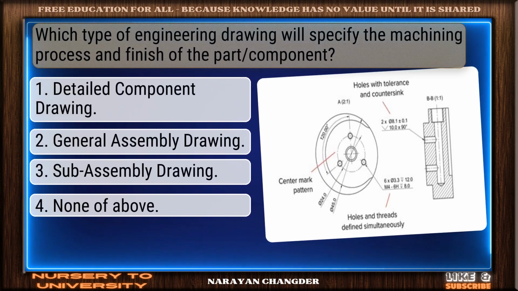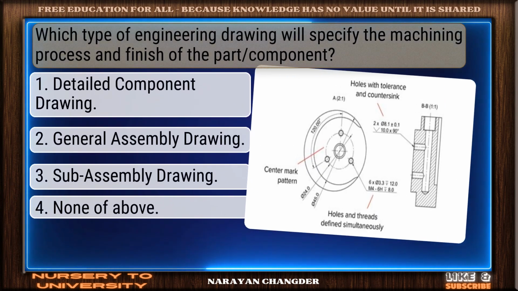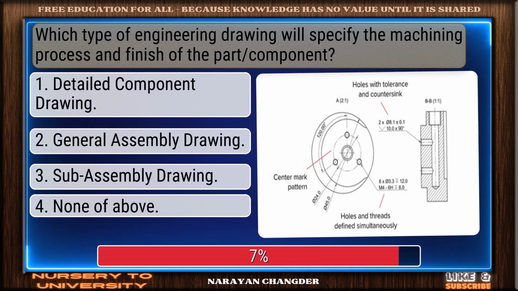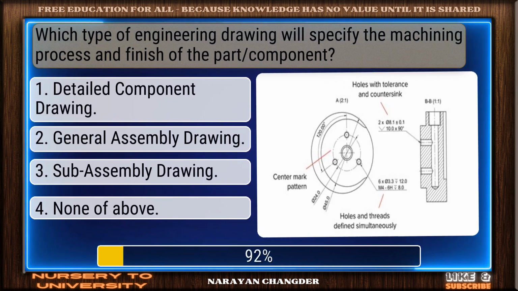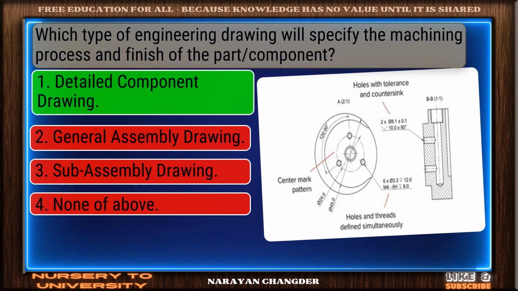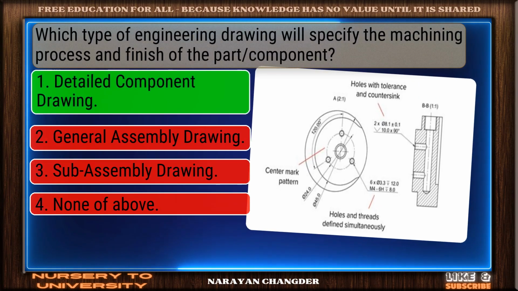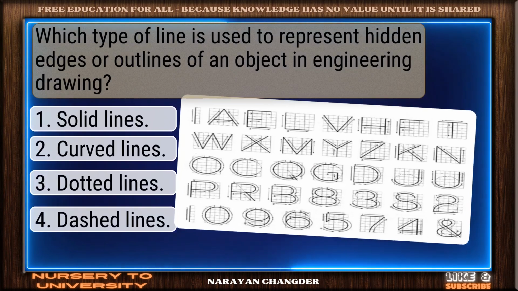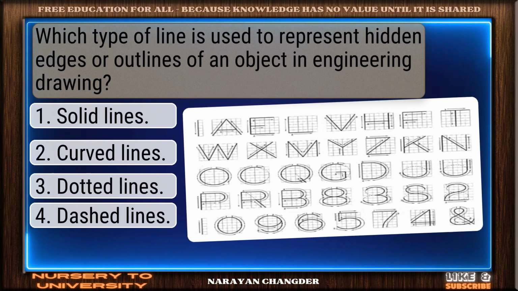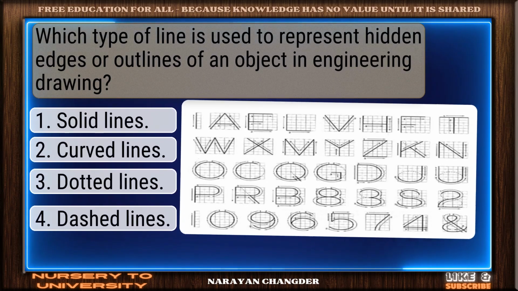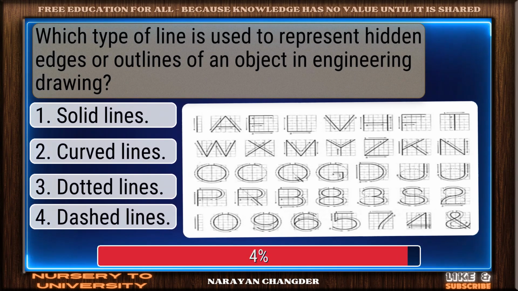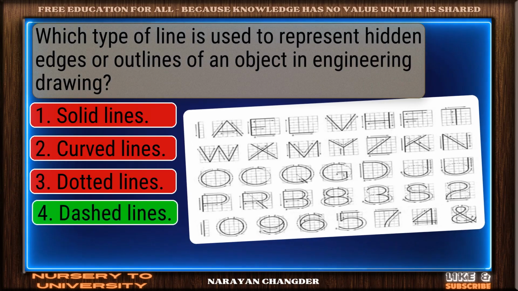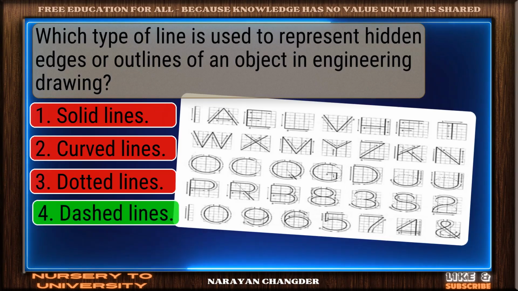Which type of engineering drawing will specify the machining process and finish of the part component? Correct response. Detailed component drawing is the most accurate answer. Which type of line is used to represent hidden edges or outlines of an object in engineering drawing? Excellent choice. Dashed lines is the right answer.